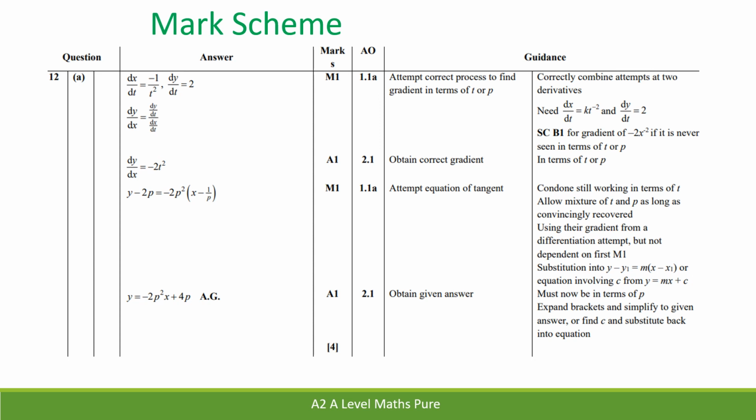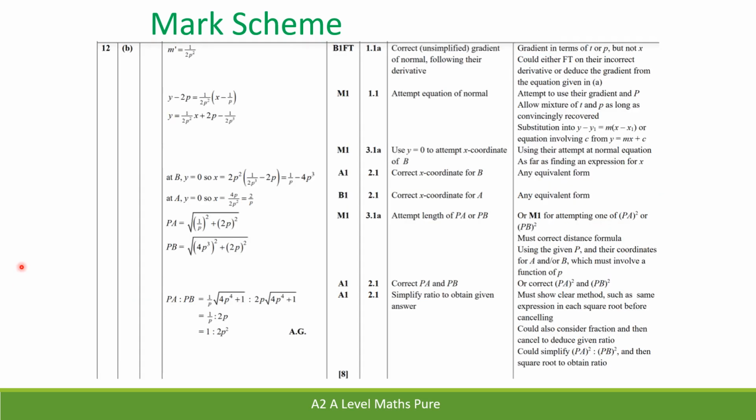The mark scheme on part A shows clearly where the method marks are, which are M1 and M1 here, 2 method marks. A1 is an answer mark. You cannot get an answer mark without a method mark at A level, so it's really important you show all your working out in order to get the answers. AG just means that it was a show that question, so when the examiner is marking this, if they see y equals minus 2p squared x plus 4p, they know they've got to look really carefully for all this working in order to give you the full marks for the answer. And this was worth 4 marks for part A. Give yourself a big tick if you got it correct. Great work, well done.